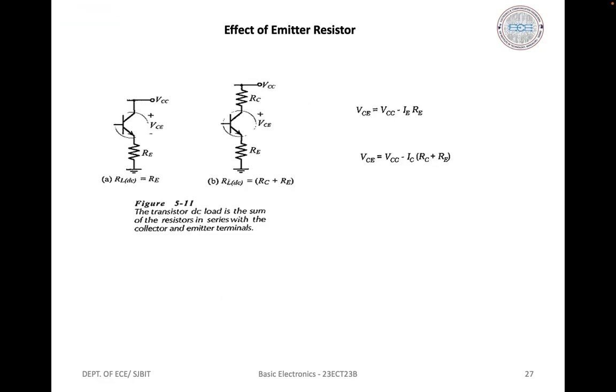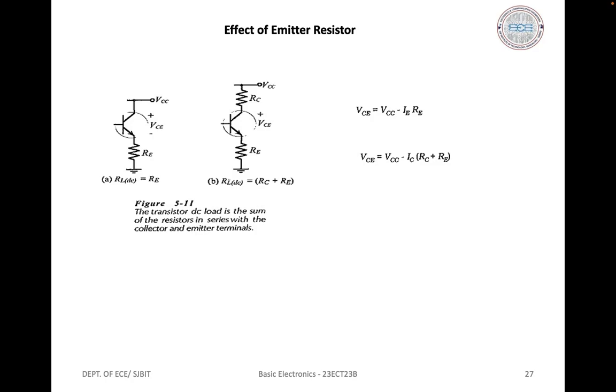So coming to the effect of emitter resistor, the figure shows a circuit that has a resistor in series with the transistor emitter terminal and the supply voltage connected directly to the collector terminal. In this case, RE is the DC load and the equation can be rewritten as VC is equal to VCC minus IE RE. The DC load line is drawn exactly with IE taken as equal to IC for convenience.